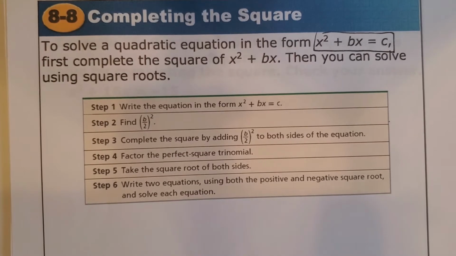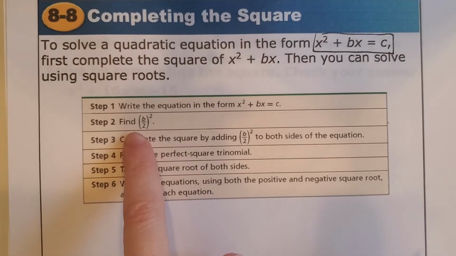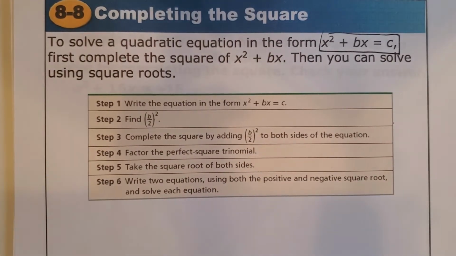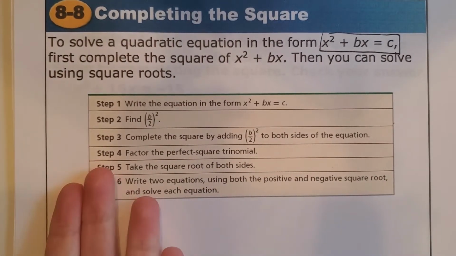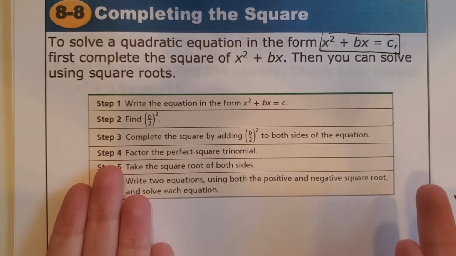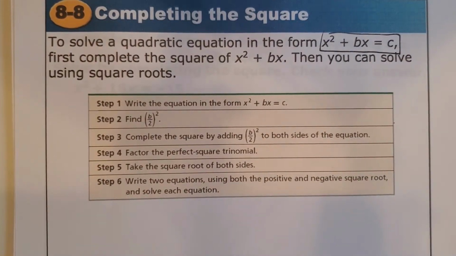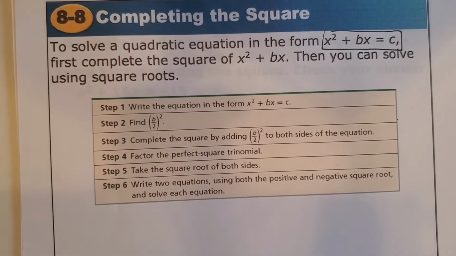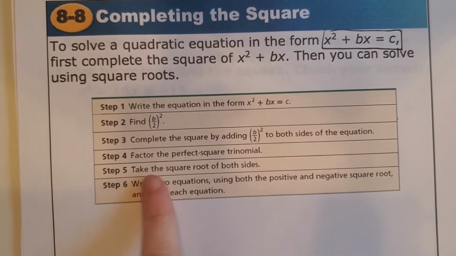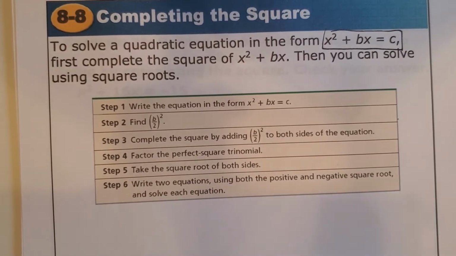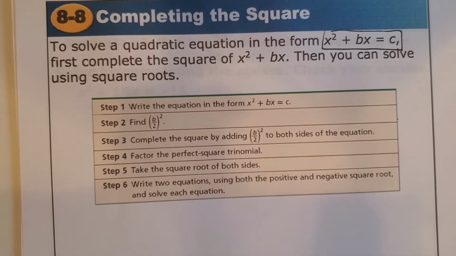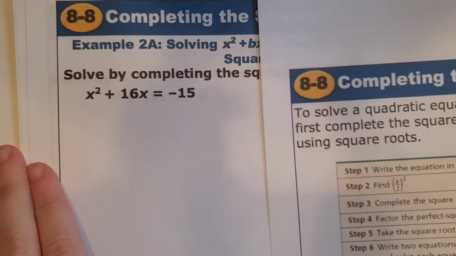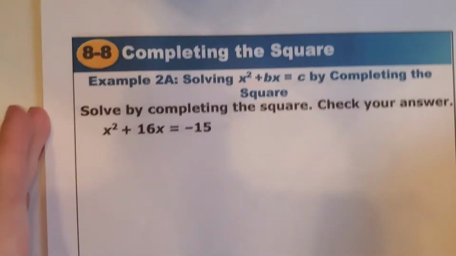We're going to complete the square by finding b over 2 squared and adding it to both sides of the equation. That's important because, as I'm sure you remember from the beginning of the year, whatever you do to one side of the equation, you have to do to the other. All right, that doesn't change. Factor the trinomial, which is going to be on the left. Take the square root of both sides, and then we're going to proceed. The last step is just solving by square roots, which we did last week. All right? So here's what that means in terms of this problem.